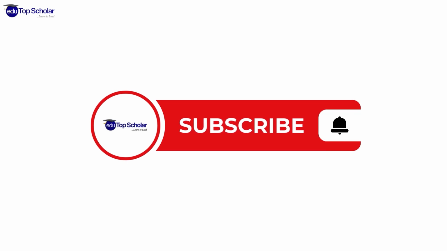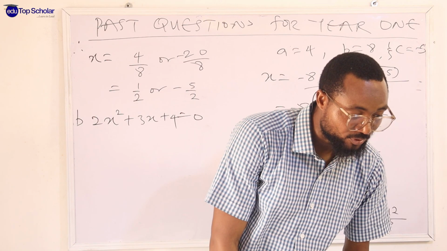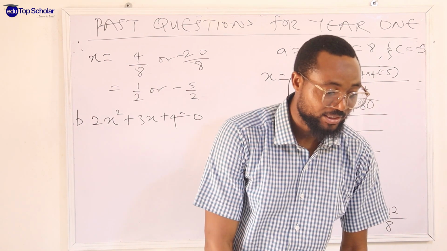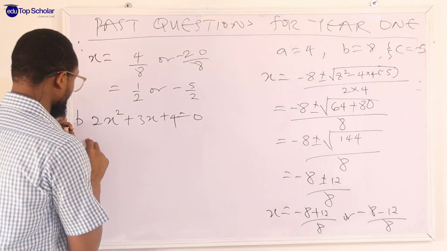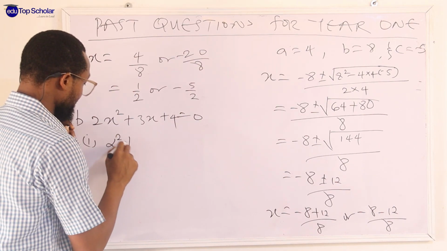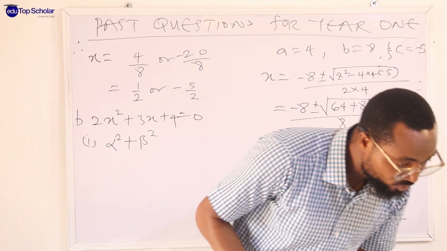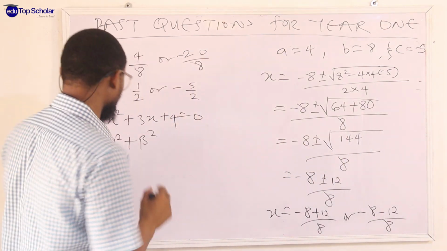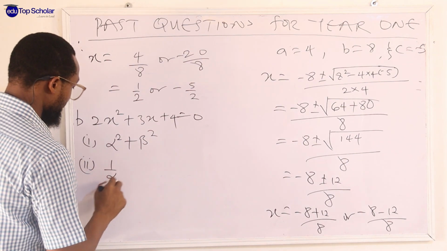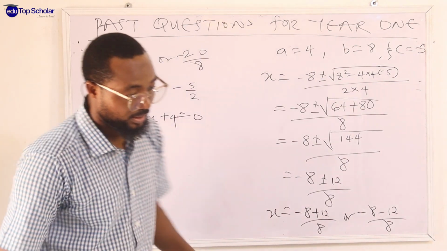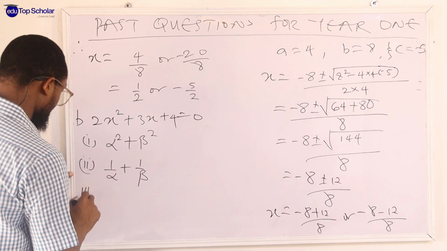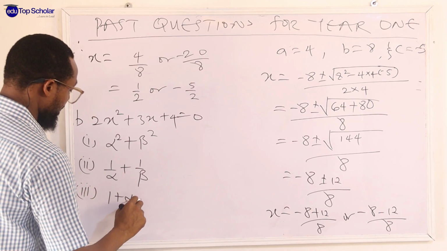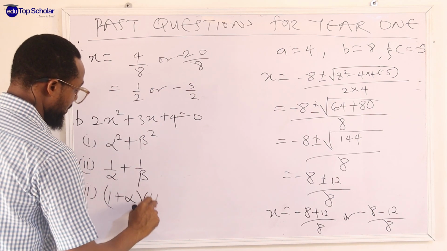And 2B here says, if the roots of the equation 2x squared plus 3x plus 4 equals 0 are alpha and beta, find the values of: 1, alpha squared plus beta squared; 2, 1 over alpha plus 1 over beta; and then 3, 1 plus alpha multiplied by 1 plus beta.